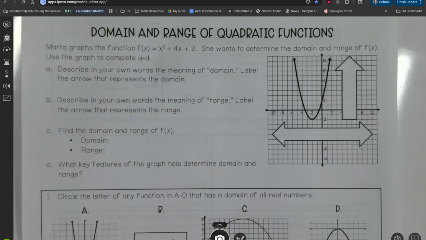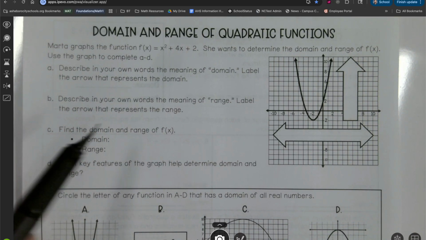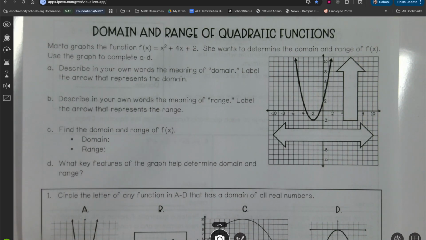All right, y'all. So we're back with domain and range of quadratic functions today. It says Marta graphs the function f of x equals x squared plus 4x plus 2, and she wants to determine the domain and range. So A and B are just asking to label what domain and range are.